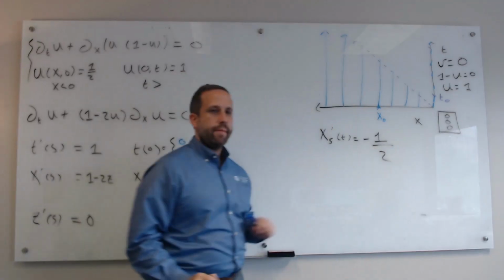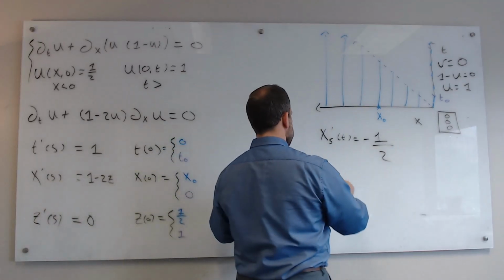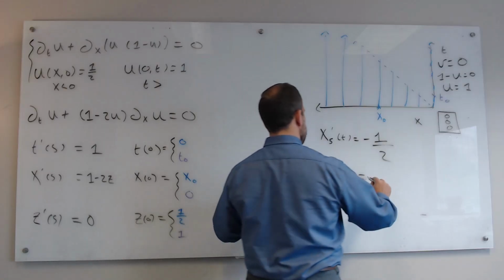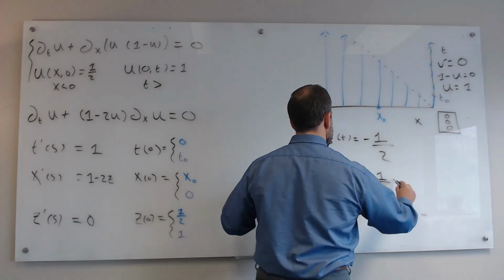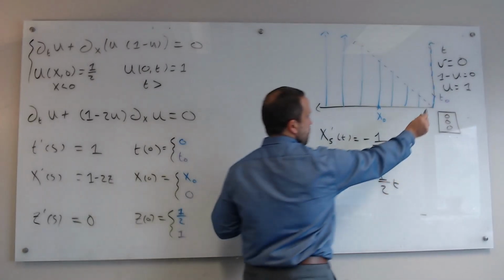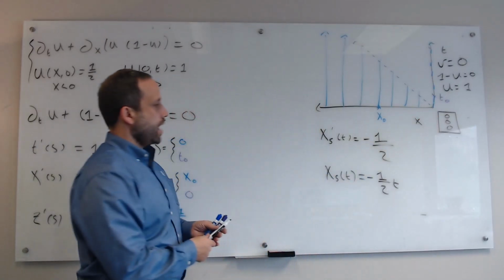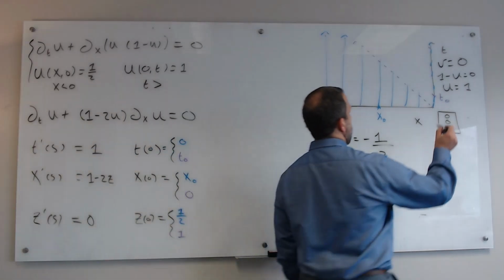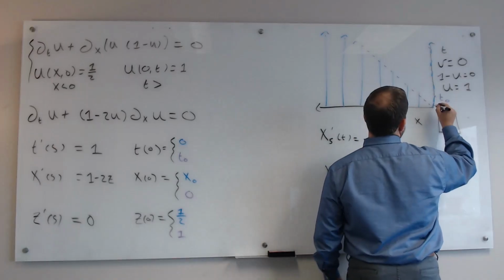So x_s prime is equal to minus 1/2, and so now we have x_s of t is going to be equal to minus 1/2 t. Well, the shock starts at 0, so it's just going to be minus 1/2 t. Or this is t equal to minus 2x. So we're going to have a shock that goes like this.